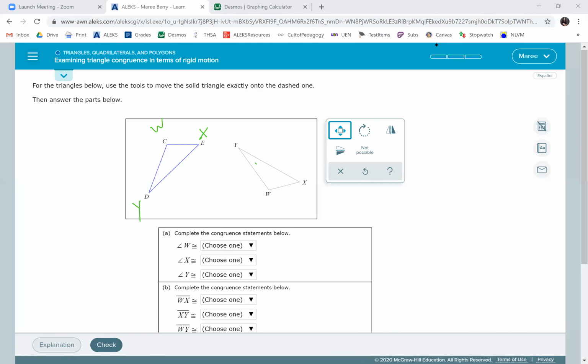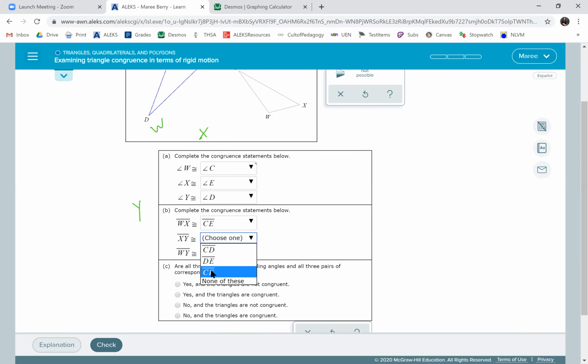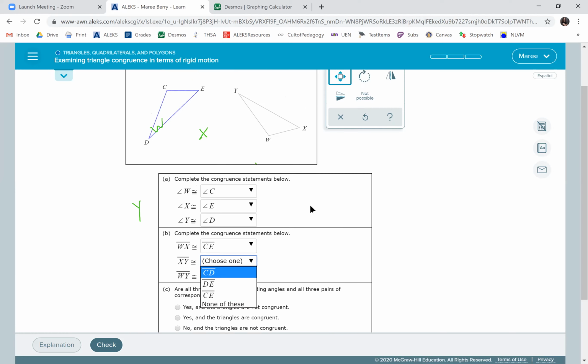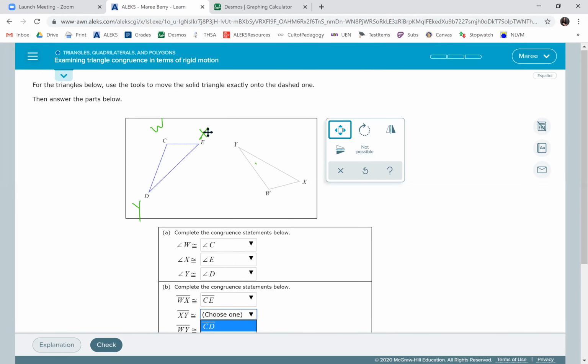Okay, so let's see. W is with C, so we'll look for angle C. X is with E, and Y is with D. Okay, WX. I'm going in this direction from W to X, so I have to do C to E. X to Y is going from E to D. Wait, which one was it? X to Y is E to D.